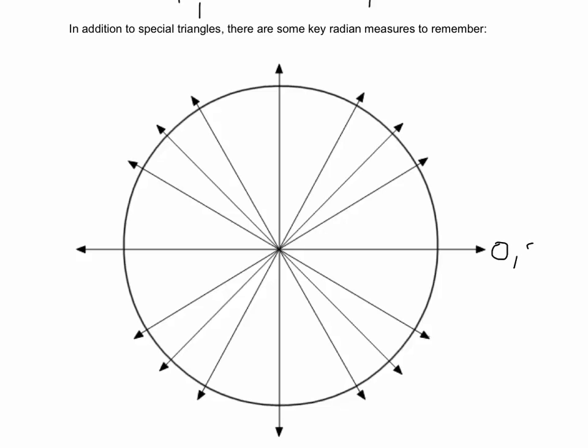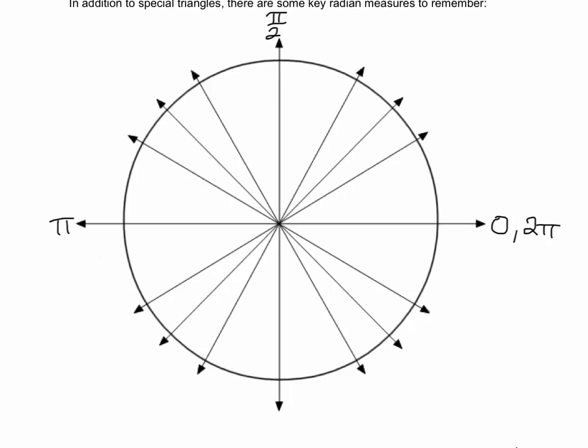We have 0 or 1 complete revolution is 2 pi, so halfway around is going to be pi. Halfway between those 2 points is going to be pi over 2. And the bottom one here is going to be 3 pi over 2. We have our angles of pi over 6, this one's pi over 4, and this one is pi over 3. Really, those ones are the only ones you need to memorize, and then just be able to understand how to get all of the other angles.